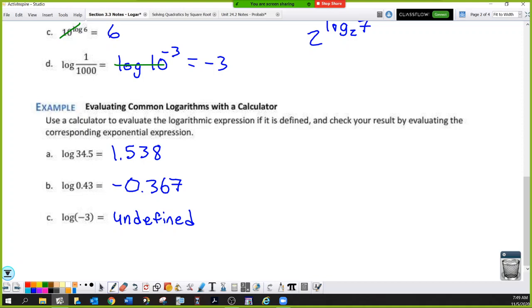So it's undefined. It violates the domain of a logarithm. You can't raise 10 to any power and ever get a negative result. Just like you can't raise 10 to any power and ever get the result of 0. You will only ever get positive results. Argument must be positive. We cool on that page there? Can I move on? No screams of terror, so we will move on.